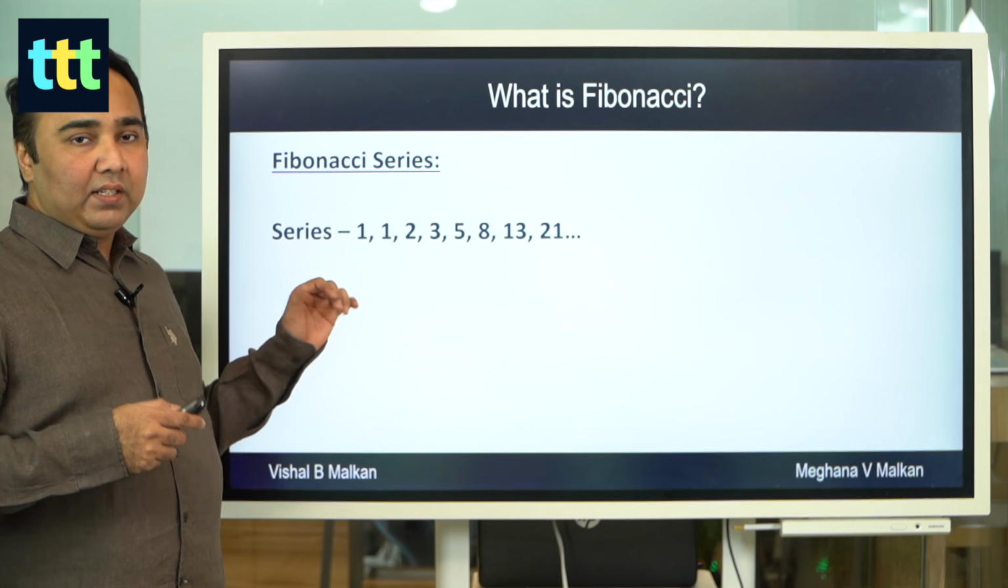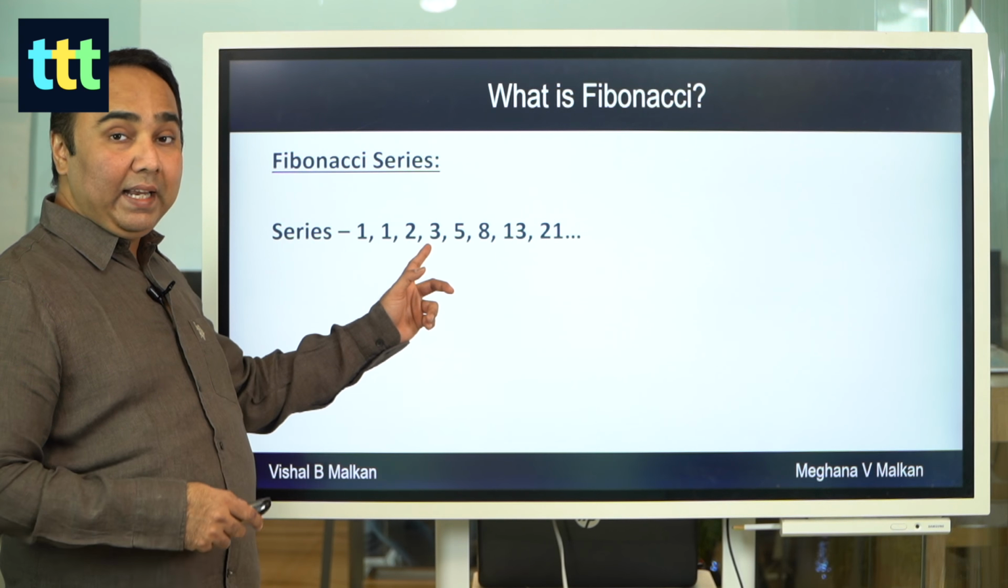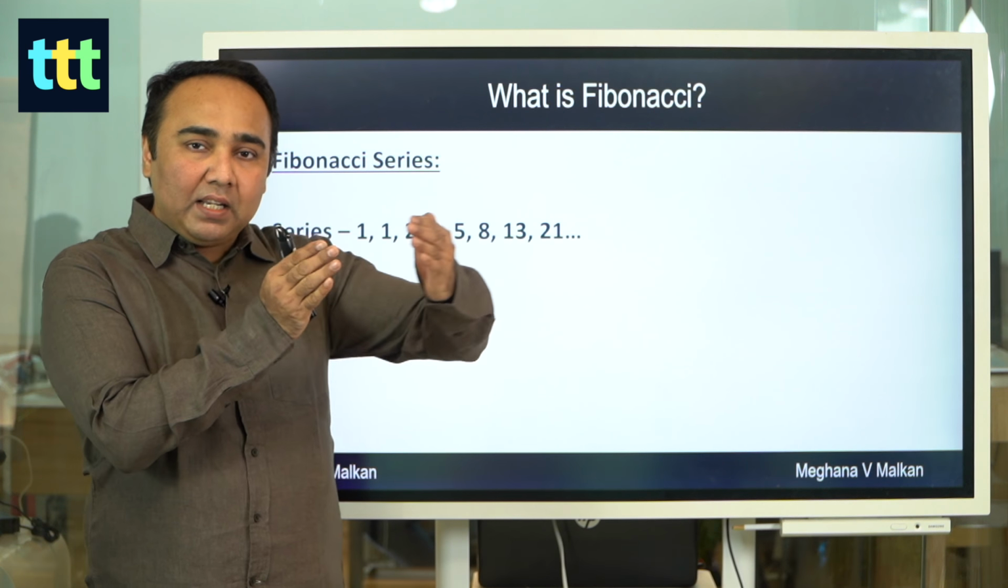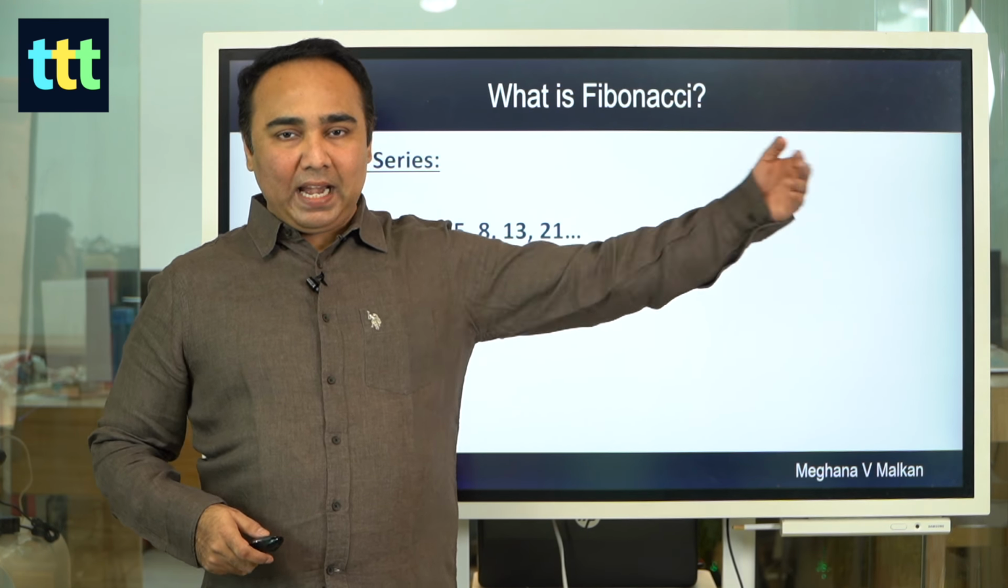The Fibonacci series starts with 0, 1, 1 plus 1 is 2, 2 plus 1 is 3, 3 plus 2 is 5, 5 plus 3 is 8, and like that. So you're adding two consecutive numbers and going forward. So it's an infinite series. It can go anywhere, right?